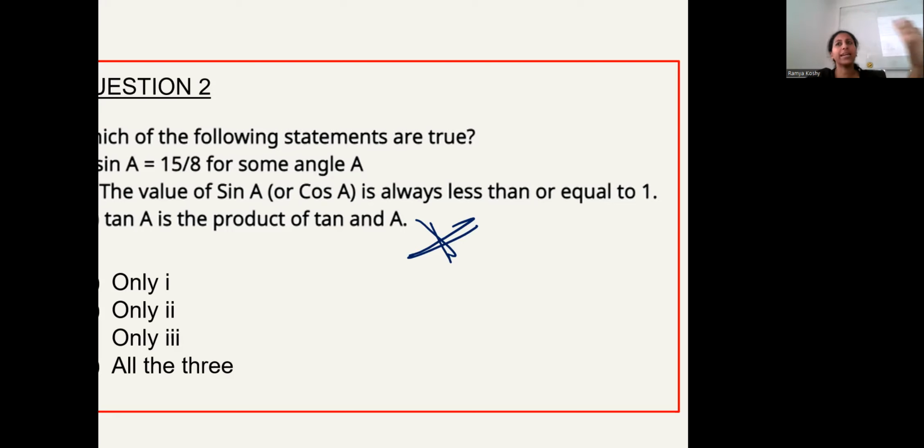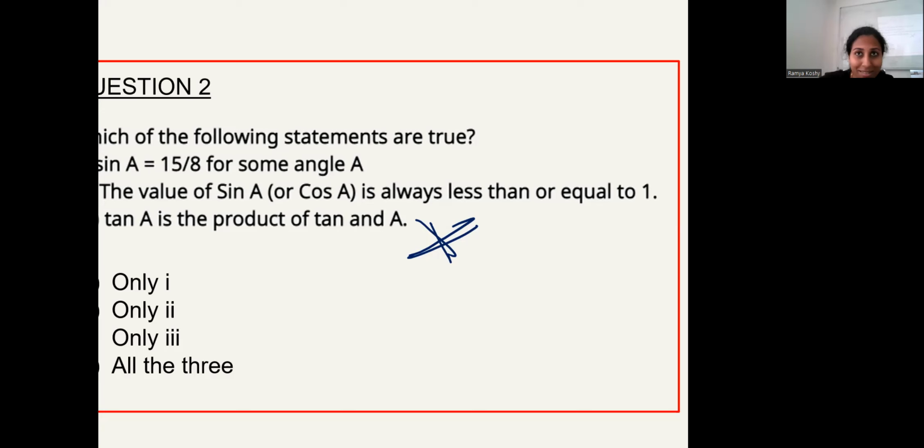Maximum, for sine 90, you will get 1. Sine 90 value is 1. By default, we are defining it that way. But in any other triangle, we know that opposite side must be less than hypotenuse. That means sine must be a proper fraction, correct? In a proper fraction, how can the numerator be greater than the denominator? How can 15 by 8 mean the opposite side is bigger than the hypotenuse?